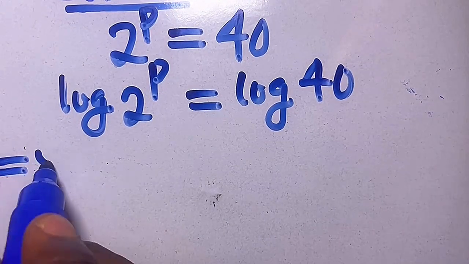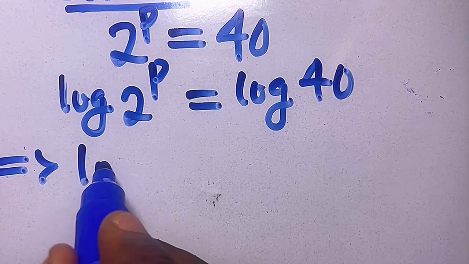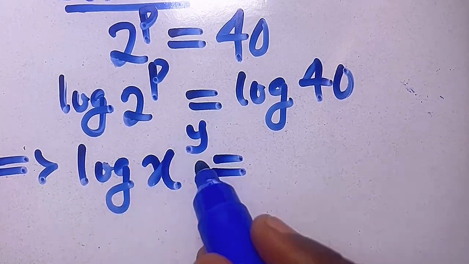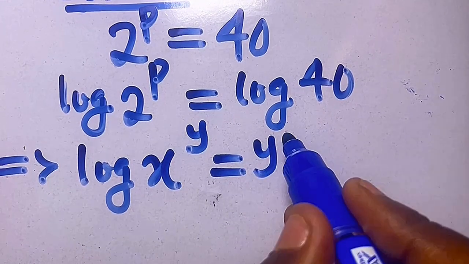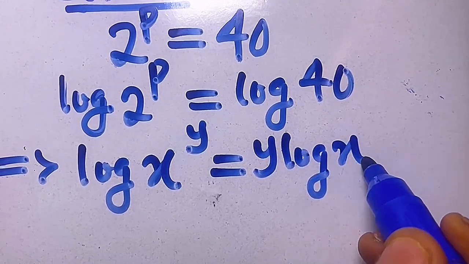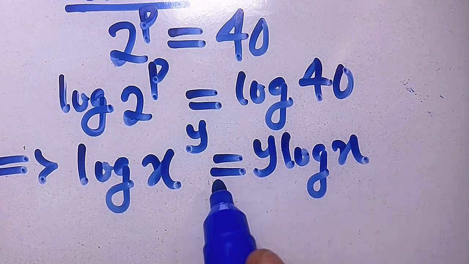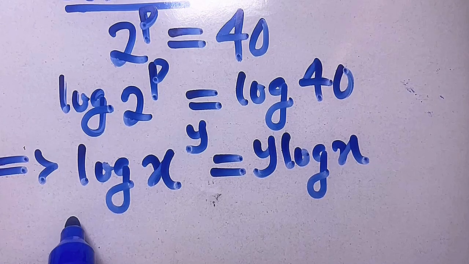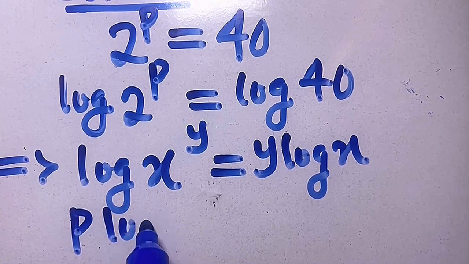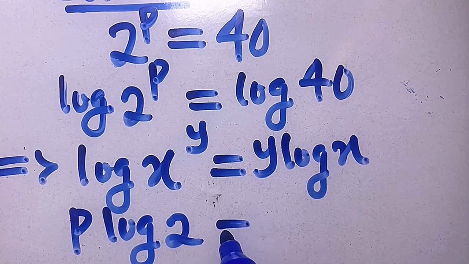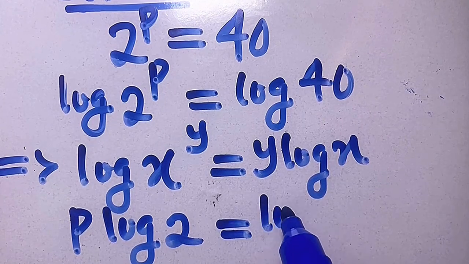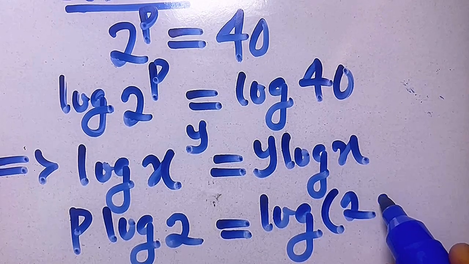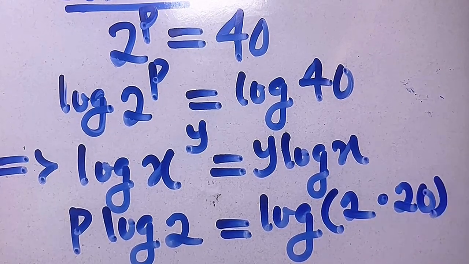But let's recall from the law of logarithm that if you have log x raised to power y, this equals y log x, the y will come forward. So applying this, the p will come forward, so we have p log 2 equals log 40, and we can express 40 as 2 times 20, right?